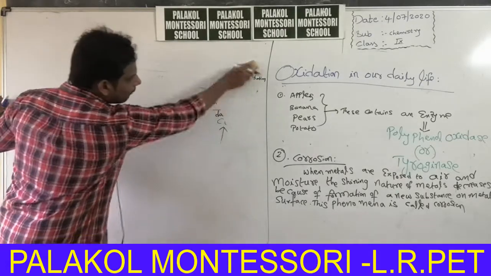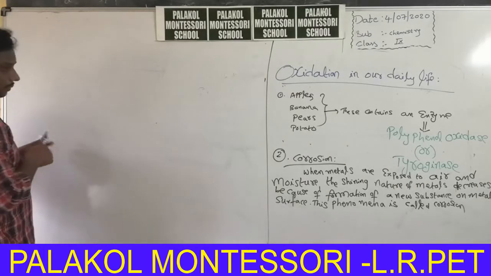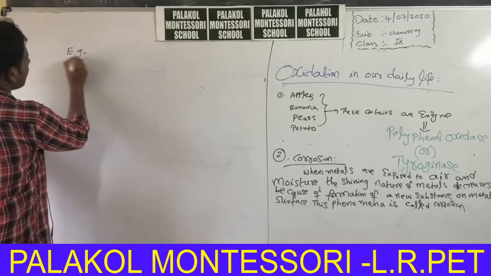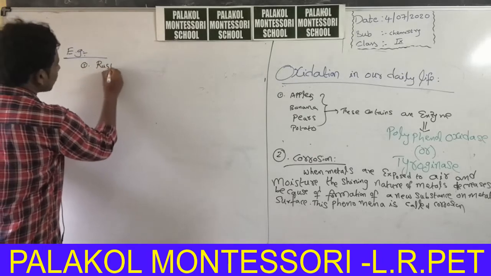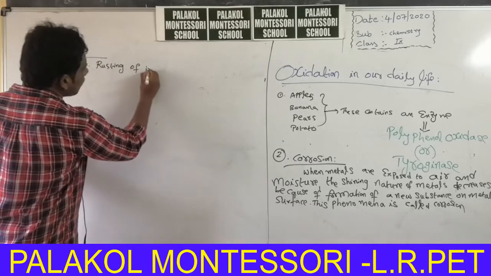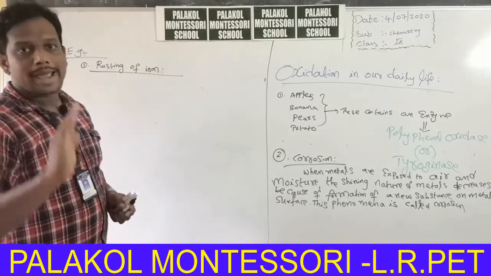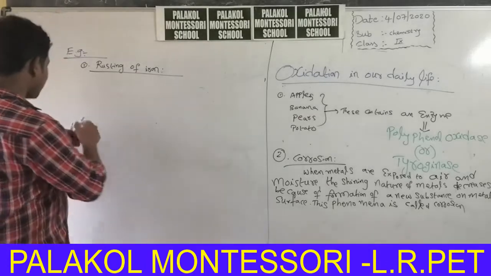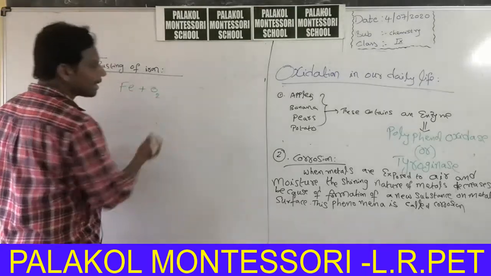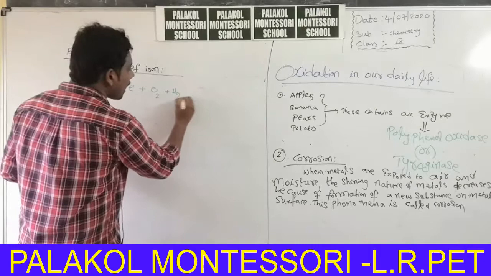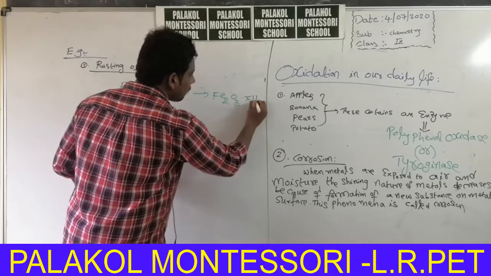First example is rusting of iron. When you expose an iron rod in air along with moisture, the surface of iron reacts with oxygen and water vapor present in the air, and finally it forms a new product which is brown in color, ferric oxide.